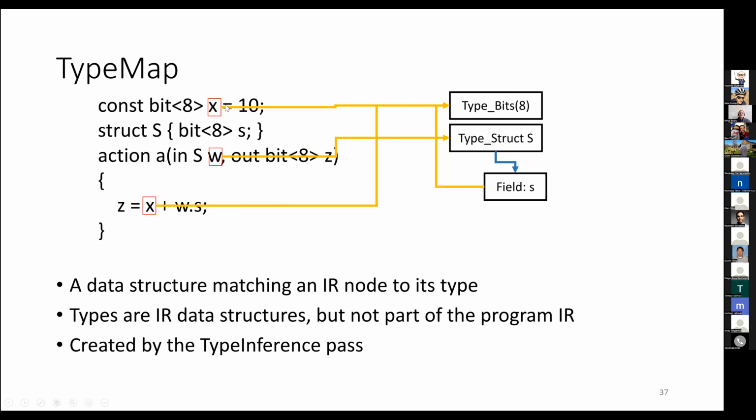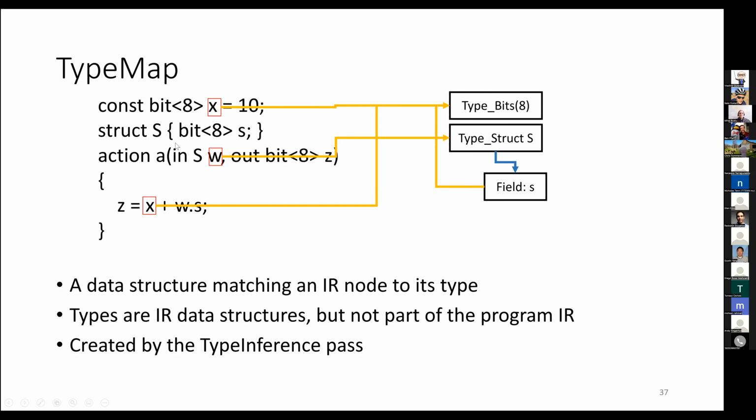And X's type will be this 8-bit wide field. Now, W is an object whose type is a structure. So the W name will point to a representation called type struct, which represents the whole struct and all its fields. You see the type struct, this struct happens to have only one field, which is called S. And the field S also has a type, which happens to be an 8-bit integer. So that's why the field S also points to the 8-bit integer type.